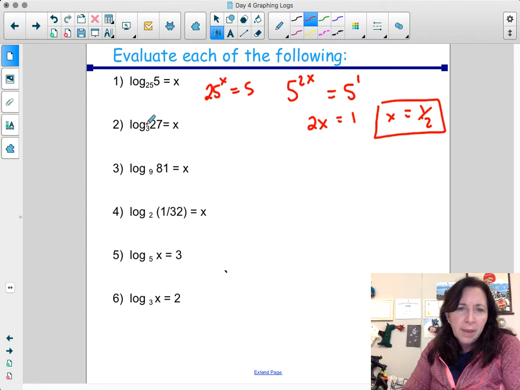For this problem, base to cross the equal sign, so 3 to the x power equals 27.